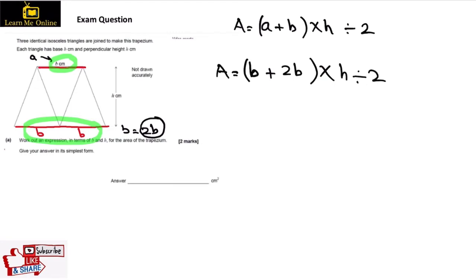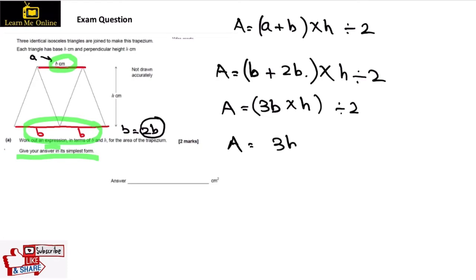Because we are writing it as an expression, and the question says to write down in the simplified form, we'll have something in terms of b and h, because the numbers are not given to us. So b plus 2b is 3b. You multiply it by h, and then the whole thing is divided by 2. Another way of writing it is 3bh, with the divide by 2 in the denominator. So the area of this trapezium is 3bh divided by 2.